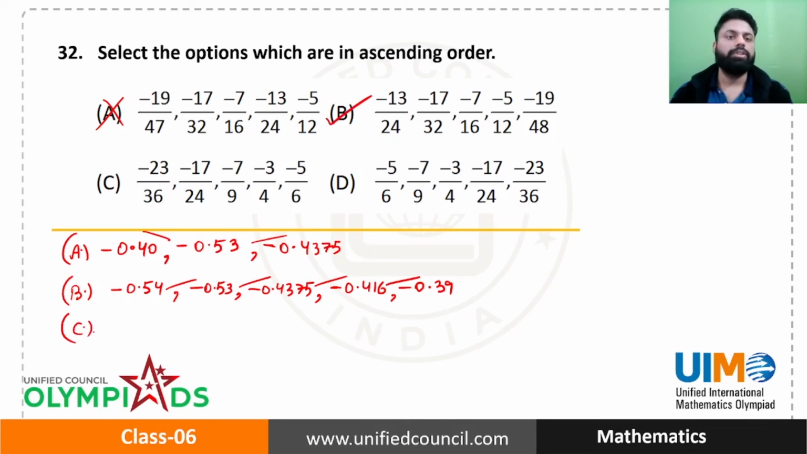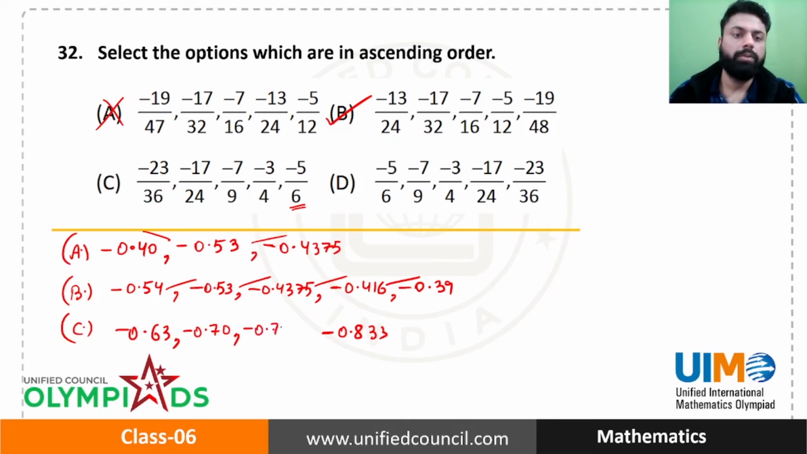Similarly, for the C option, minus 5 upon 6 is equal to minus 0.833. And 23 upon 36 is equal to minus 0.63. Then 17 by 24 is minus 0.70. Then 7 by 9 is minus 0.77.